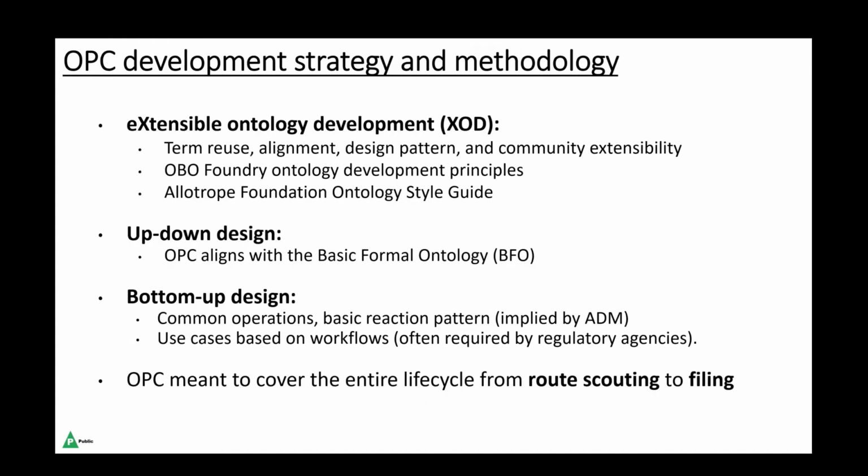So how did we go about developing the OPC to address these gaps? First, we wanted to use extensible ontology development. What that means is that we reuse terms from other ontologies, we align the ontology to other ontologies, we follow design patterns. In our case, we followed the OBO Foundry ontology development principles, and we followed the Allotrope Foundation ontology style guide. We used both the top-down and the bottom-up design.